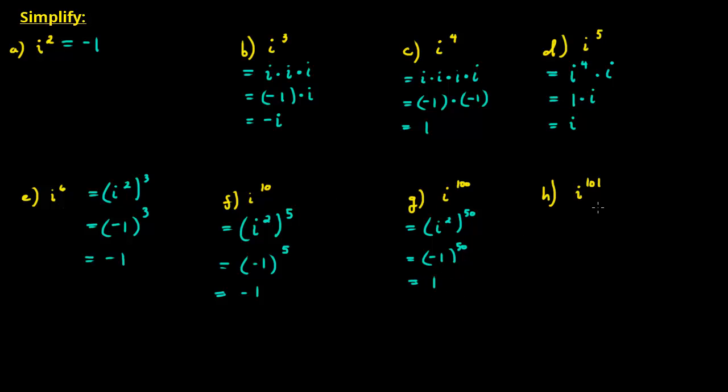Next we've got i to the power of 101. Well, this one's a little bit trickier, but I already have, using the exponent laws, that i to the power of 100, which I already know, times i. Well, i to the power of 100 was just 1, so 1 times i can just be rewritten as i.